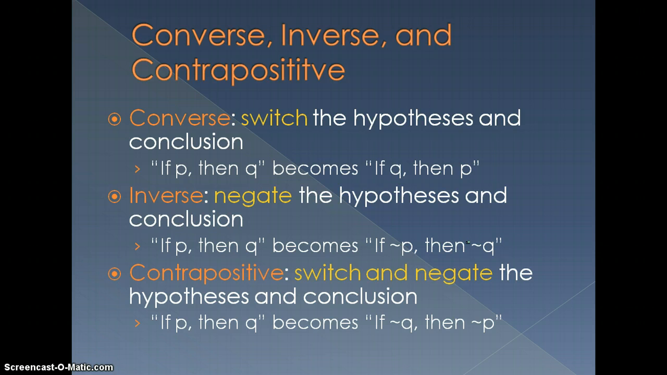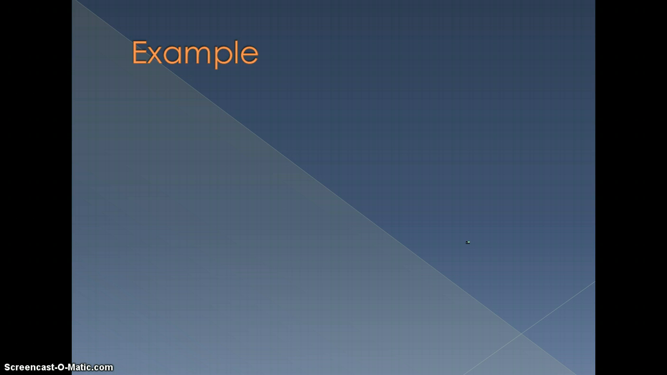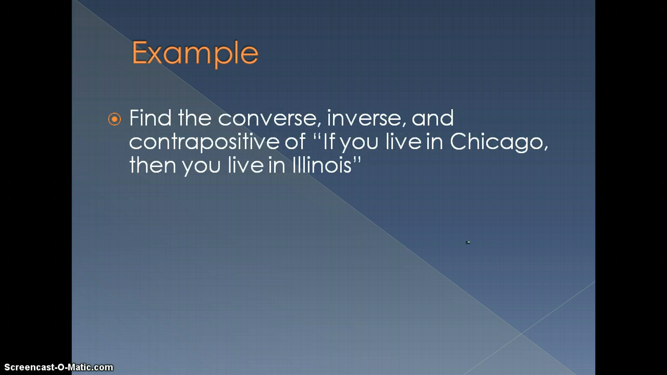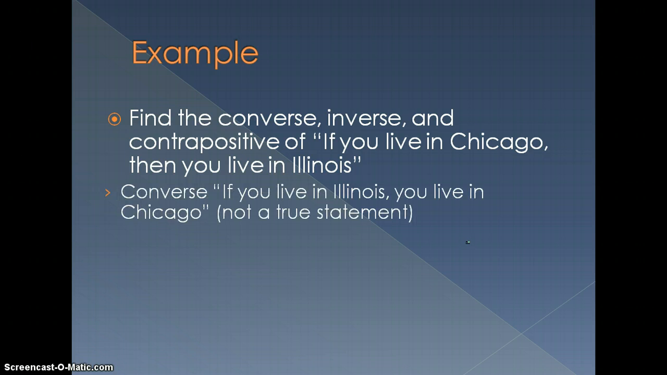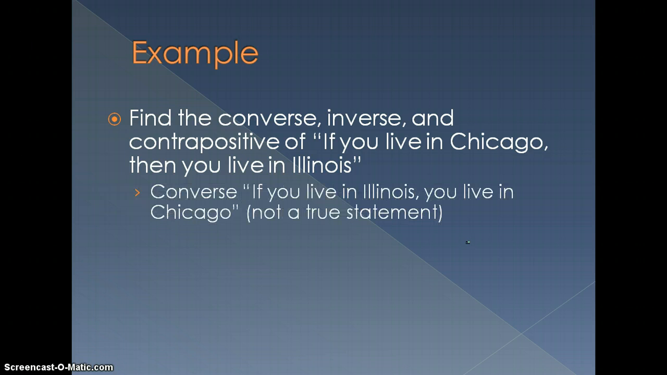So let's take a look at examples so this kind of makes some sort of sense other than P's and Q's. So find the contrapositive, inverse, and converse of if you live in Chicago, then you live in Illinois. Converse, we flip-flop our two parts. So it becomes if you live in Illinois, you live in Chicago, which is not true, even though most people probably say they're from Chicago anyway.